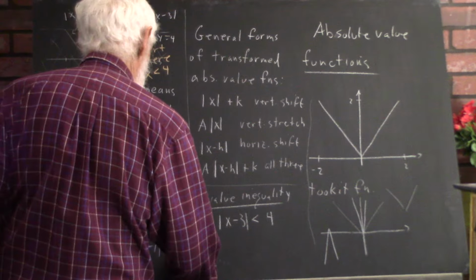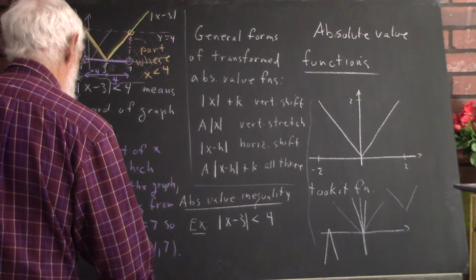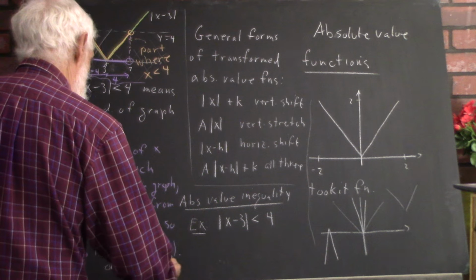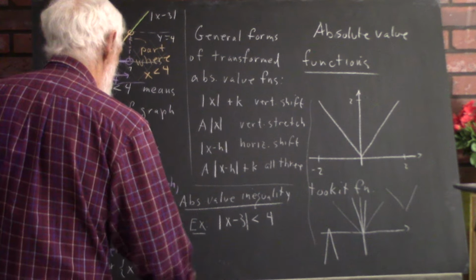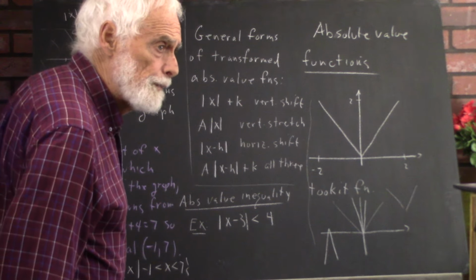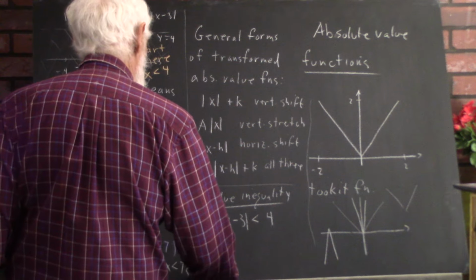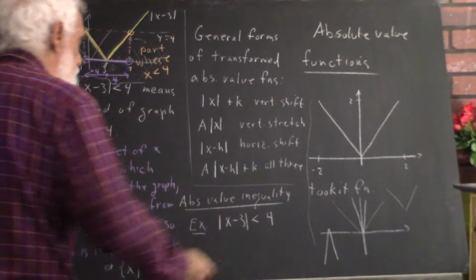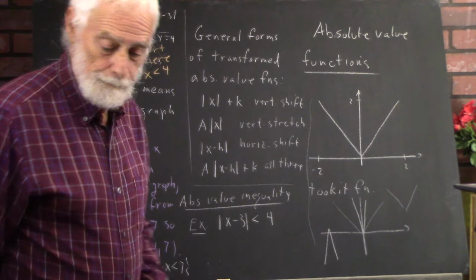Another way to write that, the set of x such that negative 1 is less than x less than 7. That's a proper way to express this thing as a set. But sometimes we just write the inequality, negative 1 less than x less than 7. Okay. Now there's more. We'll do that in a separate video.